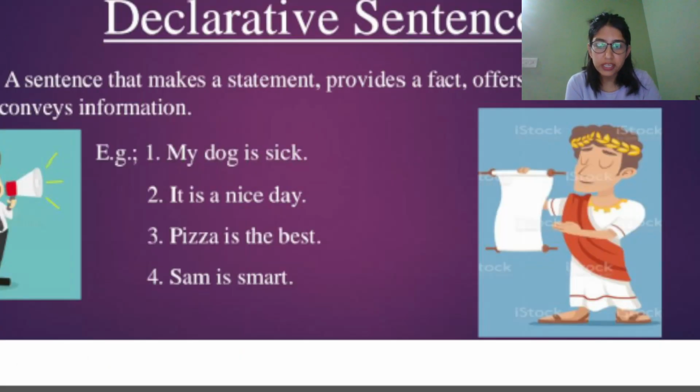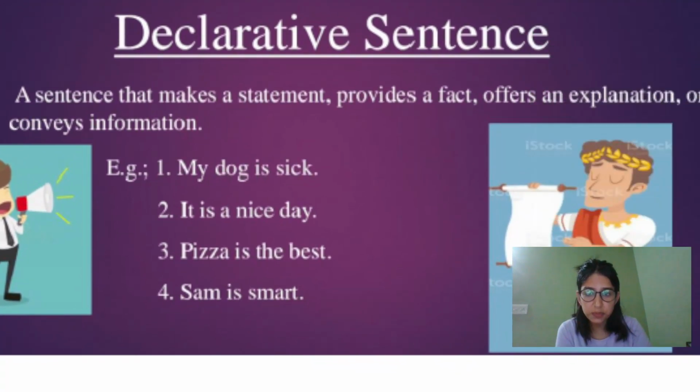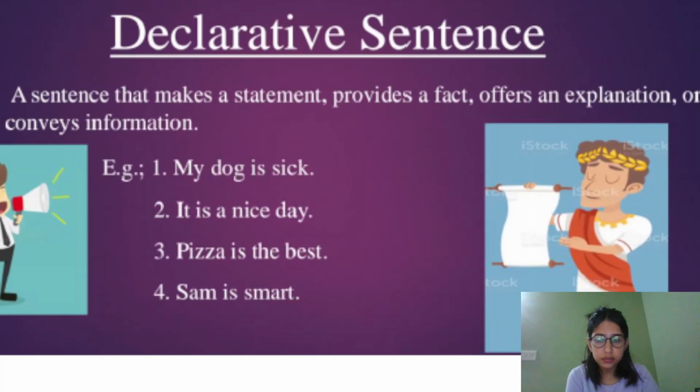Now, the first type of sentence in front of us is the declarative sentence. As the name suggests, we are declaring something, we are making a statement in this type of sentence. It is a sentence that makes a statement, provides a fact, offers an explanation, or conveys information. We are not asking something, we are just telling something that is a fact. My dog is sick. He's not asking something, he's just making a statement which is a fact, or an explanation of something that is true.